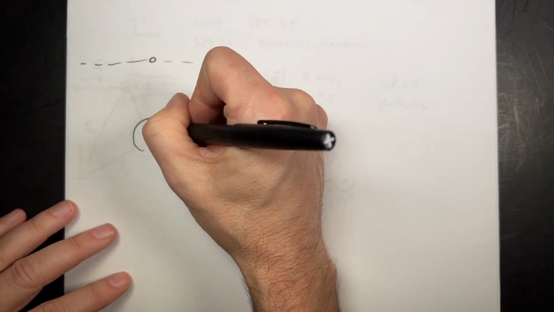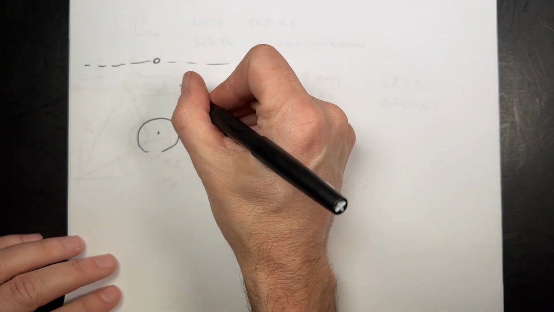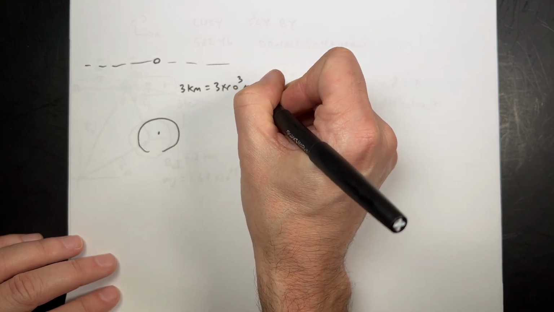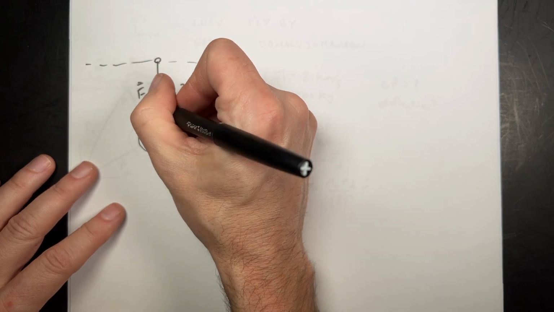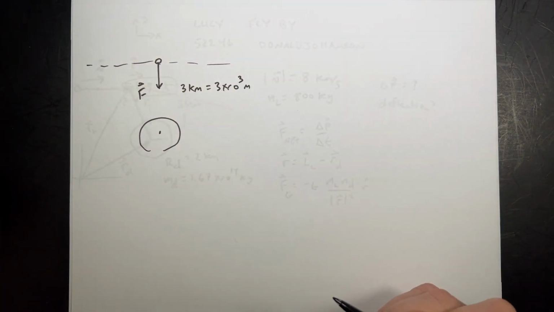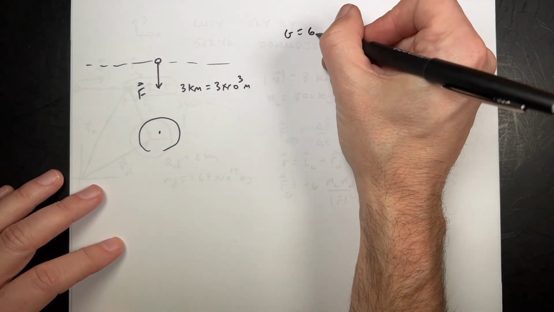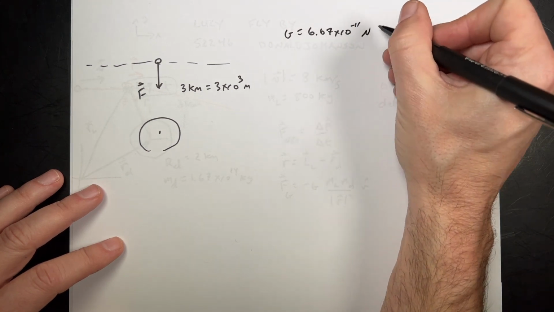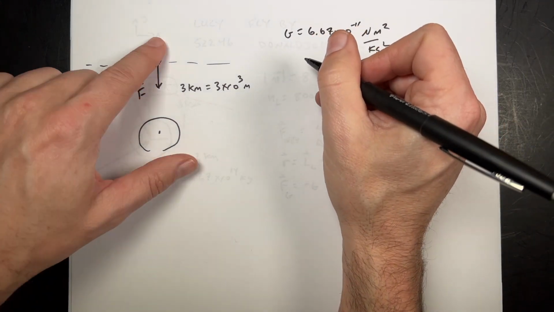And so this, I said it has a closest approach of 3 kilometers, or 3 times 10 to the third meters. So let's calculate this force, F. I don't really need to do any crazy vector stuff because I'm making an approximation. So I have G, which is 6.67 times 10 to the negative 11th newton meters squared per kilogram squared. And then I have that distance.